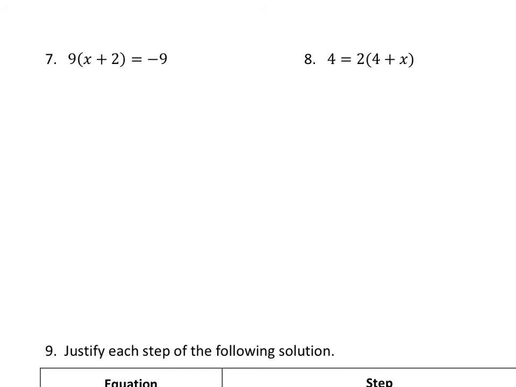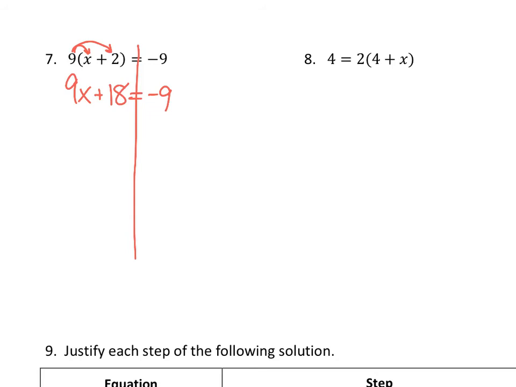For number 7, we start off by trying to figure out what we need to uncover. The x is inside some parentheses, so we know that we have to use distribution to get rid of the parentheses. Numbers in front of parentheses, we multiply inside: 9 times x, 9x, thank you. And 9 times 2, 18. Awesome.